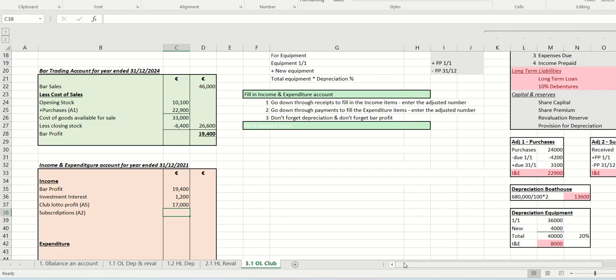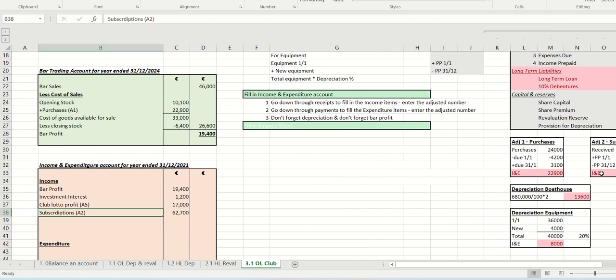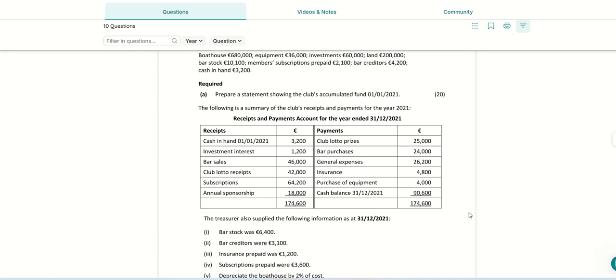Adjustment number 2. We're taking the subscriptions number that we calculated, the bottom final number, 62,700. Do not use the number from income and from receipts and payments. It's not the correct number. It doesn't take into account the dues and prepaids. And that's the theory question that we have at the end to answer.